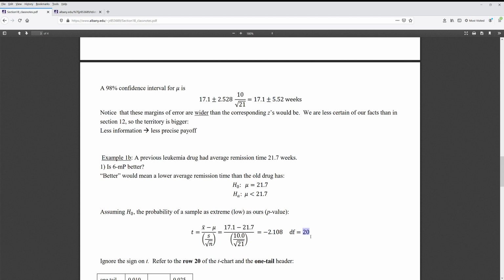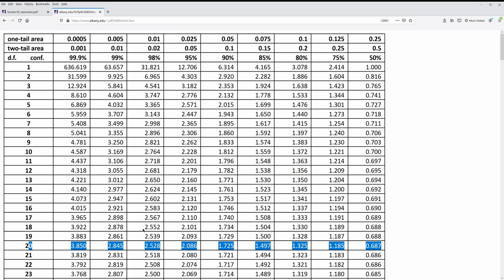So what we'll do is scan along the 20 degrees of freedom line, looking for 2.108. Notice the way these work. As with the Z, a big-sized number cuts off a small tail. A number closer to 0 cuts off a big tail. So you can see the trend in the entries here. Our T is between, what was it? It was 2.1 something. So it is between the 2.086 and the 2.528. Bigger this way, smaller this way, and here's where we end up.